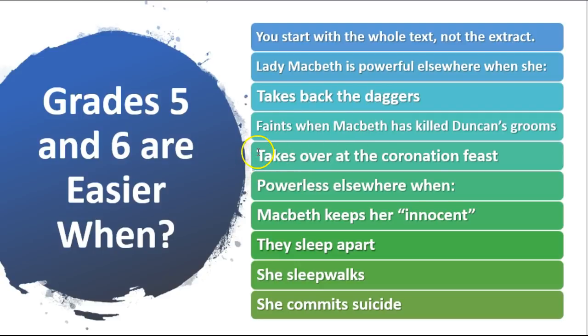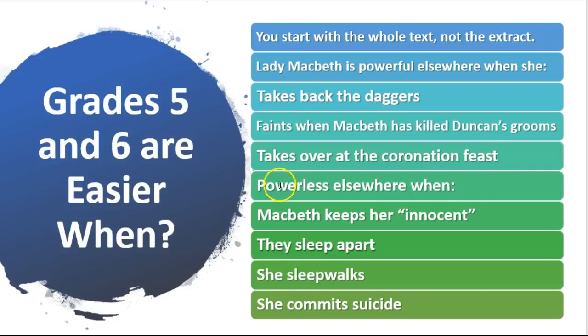Next, we see her take over in front of all the nobility who've come to the feast after Macbeth's coronation. This is the feast in which Banquo's ghost appears, and she accuses Macbeth of cowardice and actually has to take command of the room. An incredibly difficult thing for the wife of a king to do, because she's supposed to be subservient, less powerful than her husband.